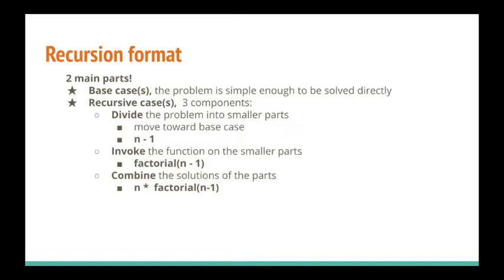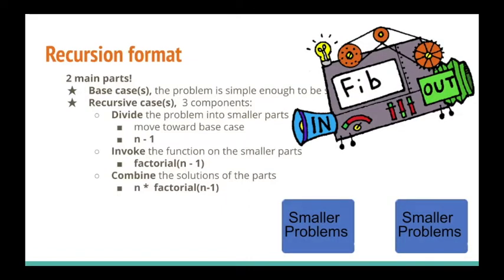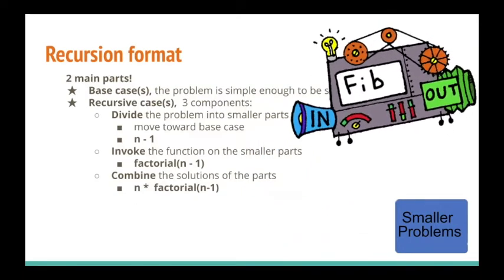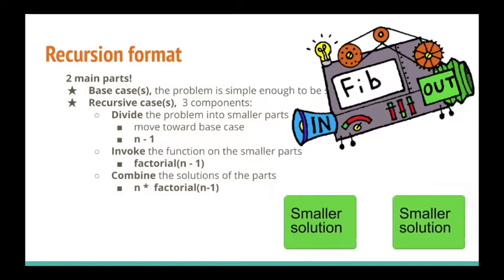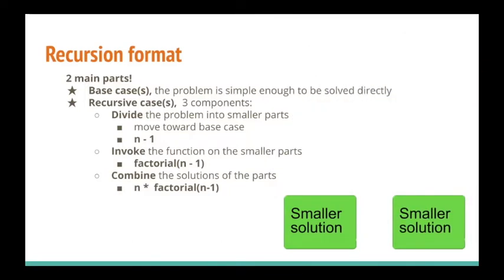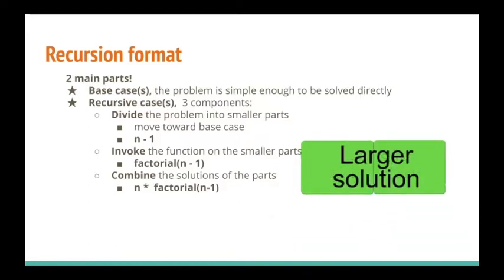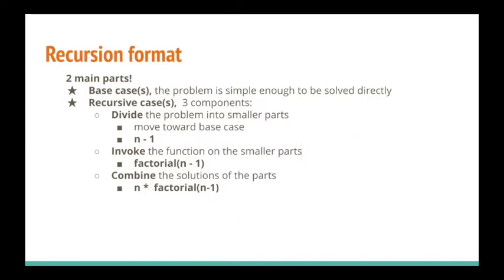That leads us into our next part of recursion, which is called invoke. That's where we're invoking our function on the smaller parts. This is our recursive call, where we're calling the function inside of itself, but we're calling it on smaller parts of our inputs. That's where we were calling factorial of n-1. And then finally, the third part of our recursive case is called combine. That's where we're combining our solutions of the parts in order to get the bigger solution. For factorial, that would be where we multiply n by factorial of n-1.